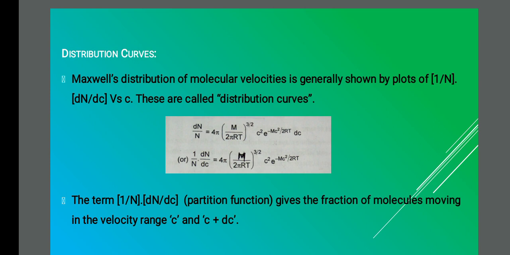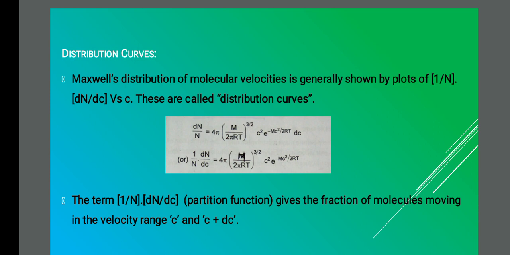And the actual formula we have seen in the last classes, dn divided by n is equal to 4 pi times m divided by 2 pi RT the whole power 3 by 2 into c square into e to the power of minus mc square divided by 2 RT into dc. We can re-modify this equation by taking dc from the right side to the left side. So the equation becomes 1 by n into dn by dc is equal to 4 pi times m by 2 pi RT the whole power 3 by 2 into c square into e to the power of minus mc square divided by 2 RT. Using this equation only, we are going to plot between the fraction of molecules and velocity.